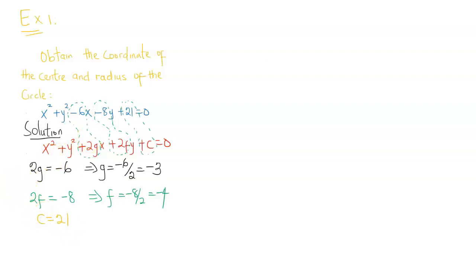Okay, so this is going to allow us to obtain our center. We have to recall that in the general equation of a circle, the center is not g comma f, it's negative g comma negative f. So since g is negative 3, negative g is going to be negative negative 3. Since f is negative 4, negative f is going to be negative negative 4. So the center here is going to be, negative negative is positive, so that's going to be 3 comma 4.